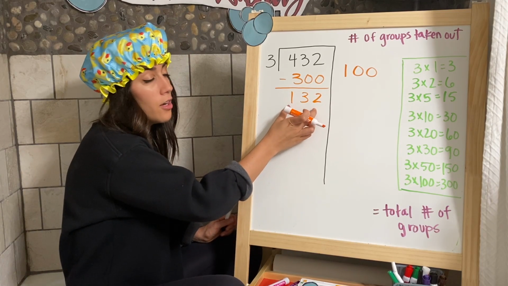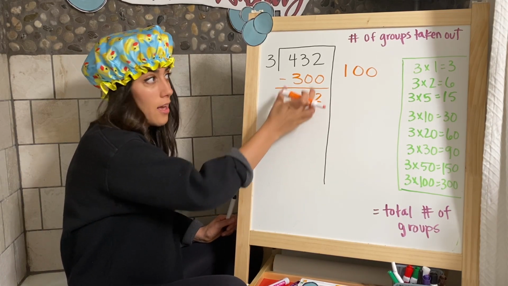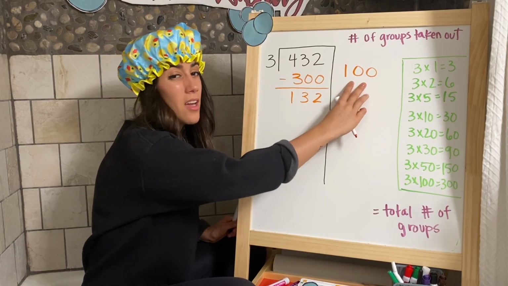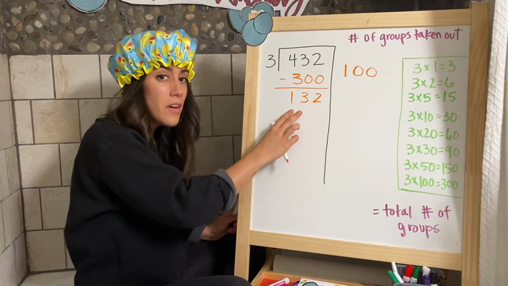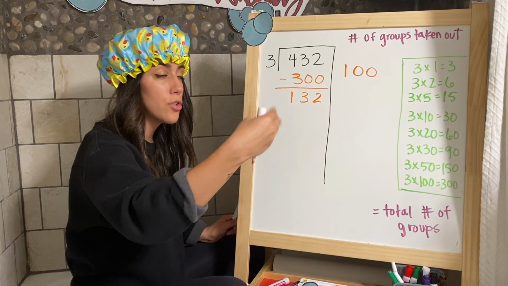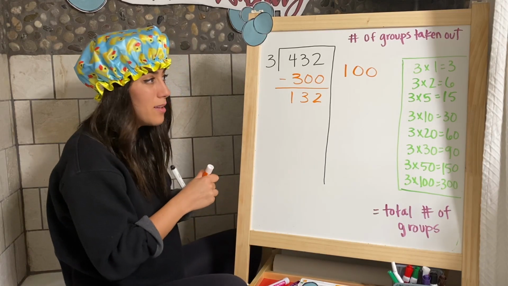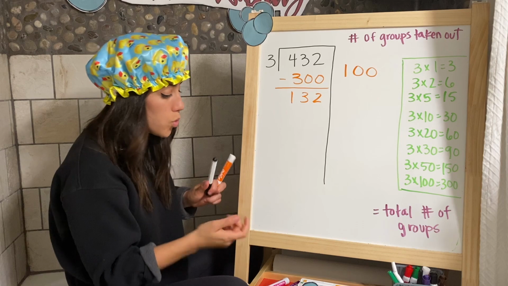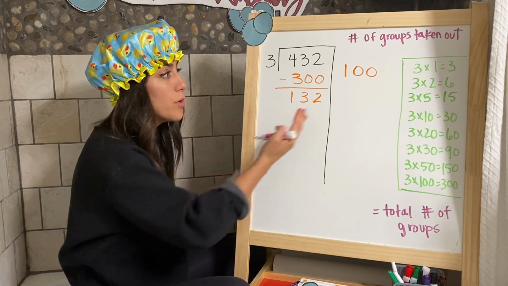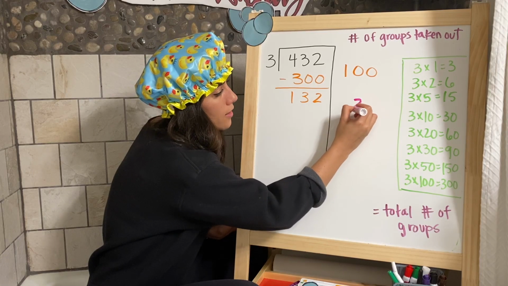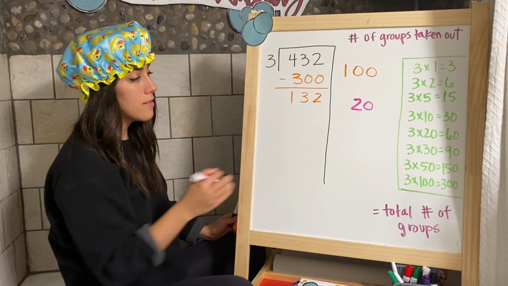Now I still have 132 cookies out of my total, right? So far, each girl is receiving 100 cookies, but I still have 132 left. So I need to take out another chunk for each girl in the group. Let's say I think I can afford to give each girl 20 cookies and not have gone over. So I'm going to try that. Let's say I give each girl 20 cookies.